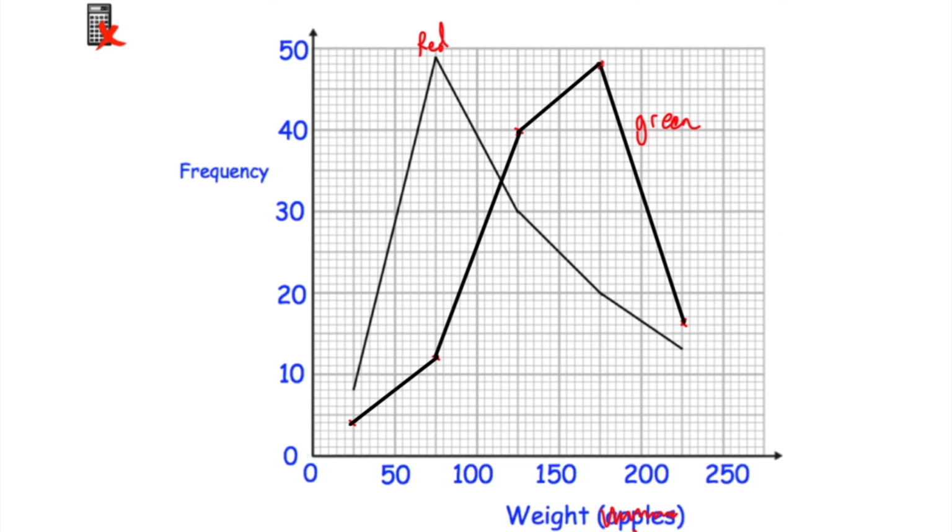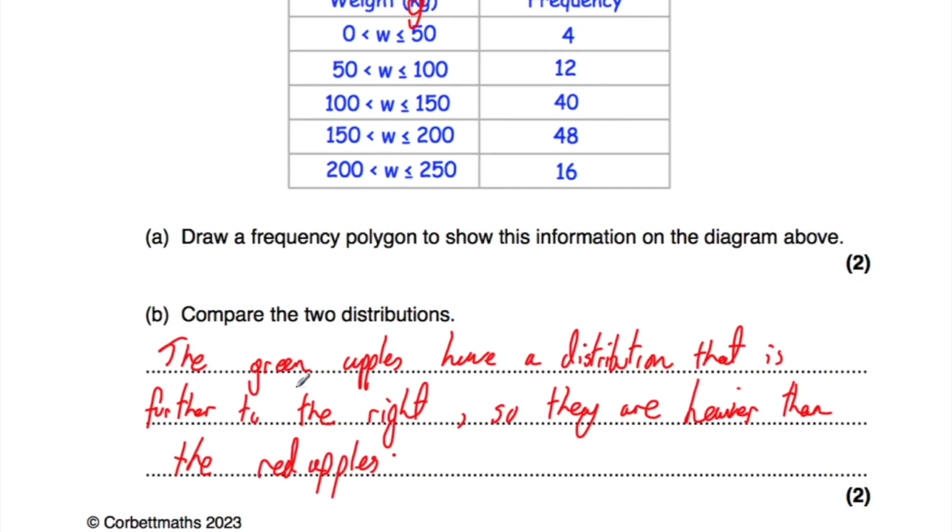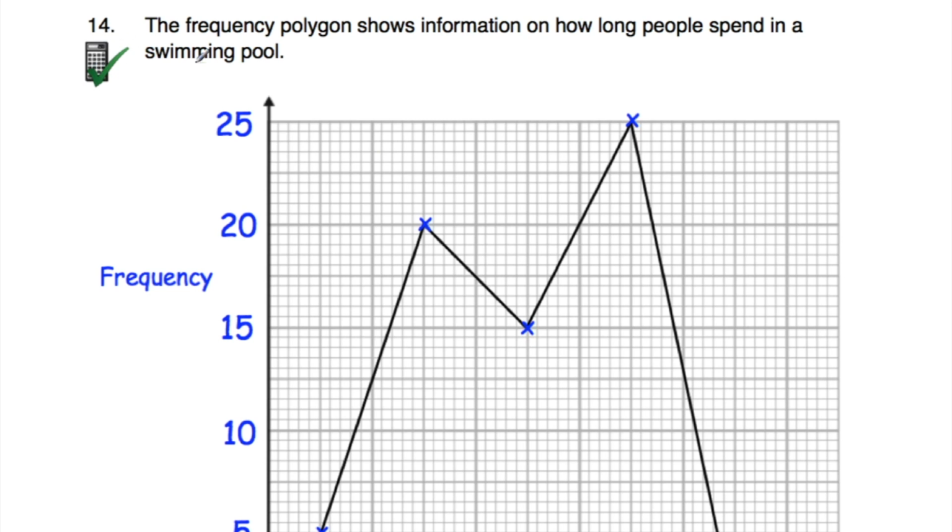So that's what I'd probably write down. So let's write that down. And that's it. So just written, the green apples have a distribution that is further to the right, so they are heavier than the red apples. And that's it. Okay, question number 14. So question number 14 says the frequency polygon shows information about how long people spend in a swimming pool.